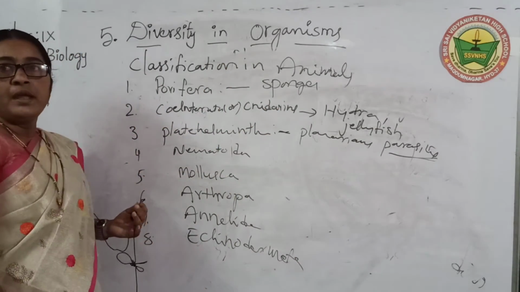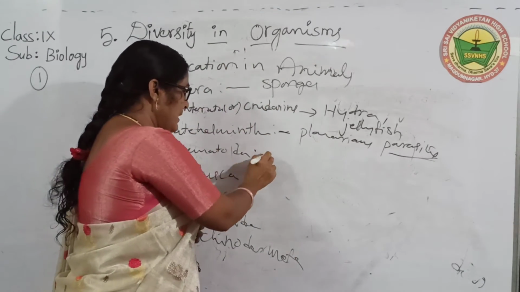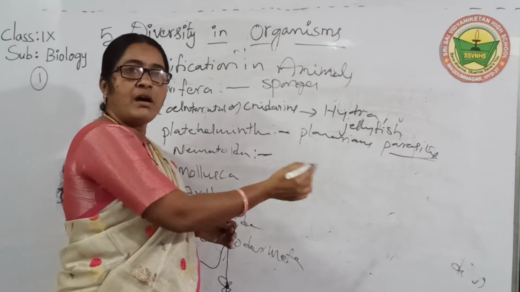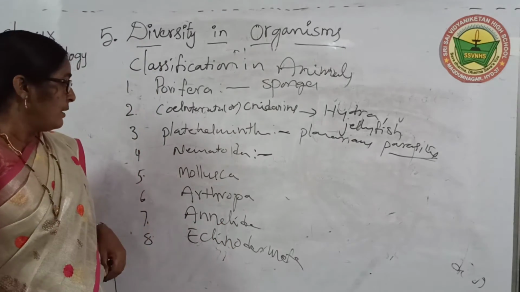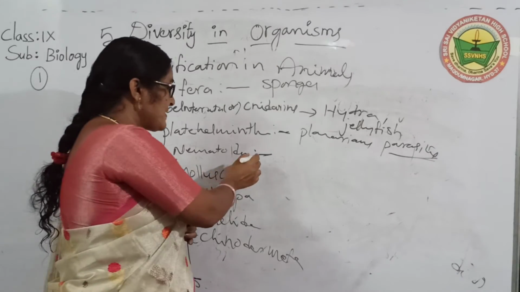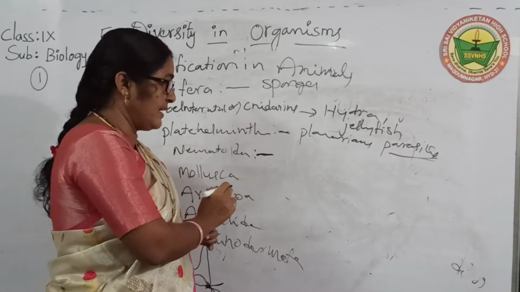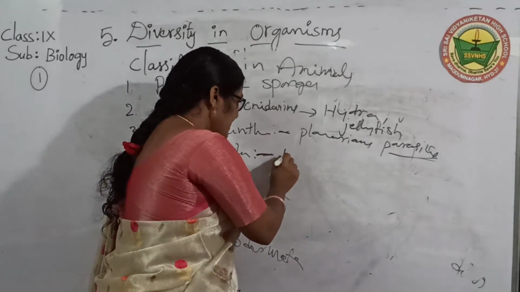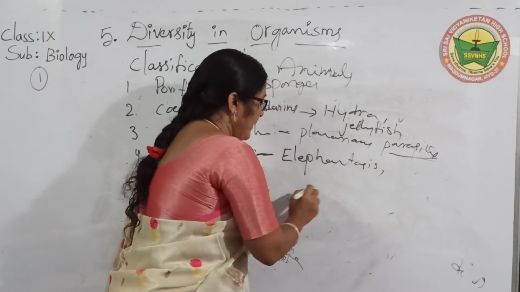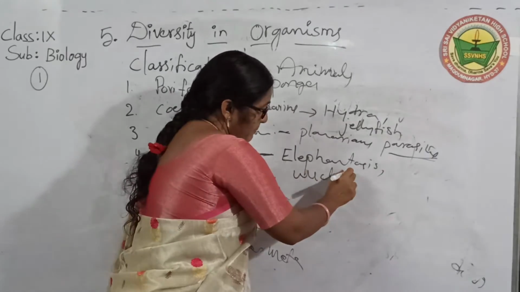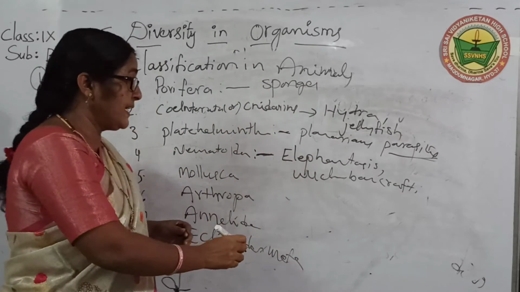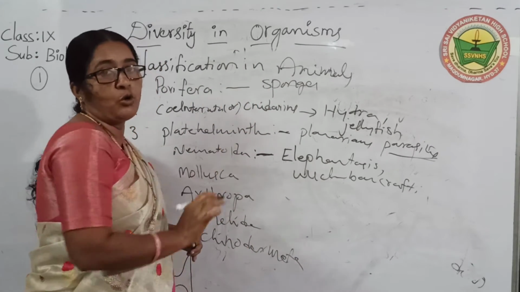And Nematoda. Nematoda are also parasites. They live inside the body of other organisms and get nutrition from other organisms. Afterwards, they cause diseases. What are the main diseases? Elephantiasis and Wuchereria bancrofti, like that. They are very dangerous diseases caused by the Nematoda group.